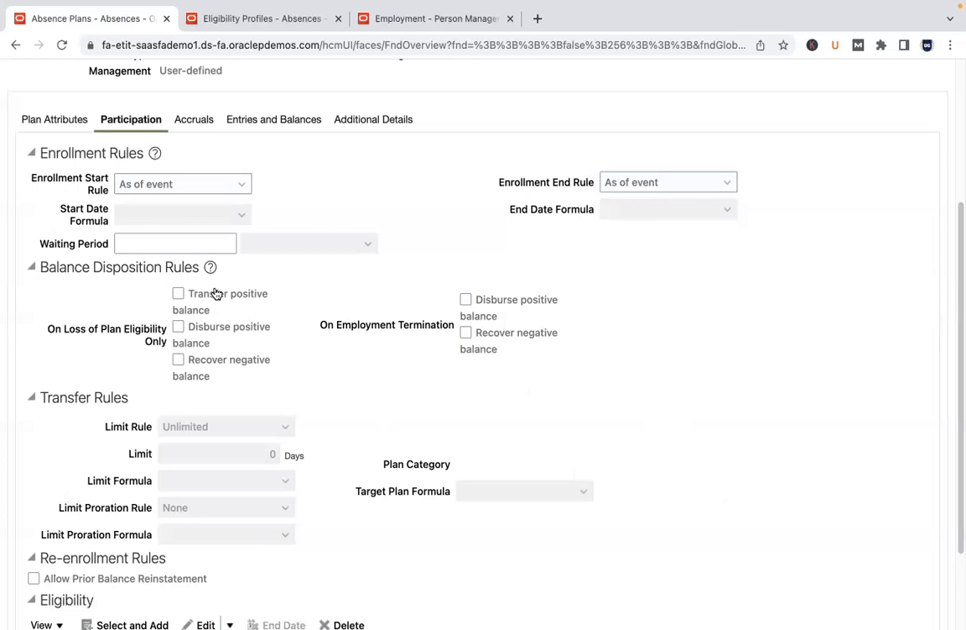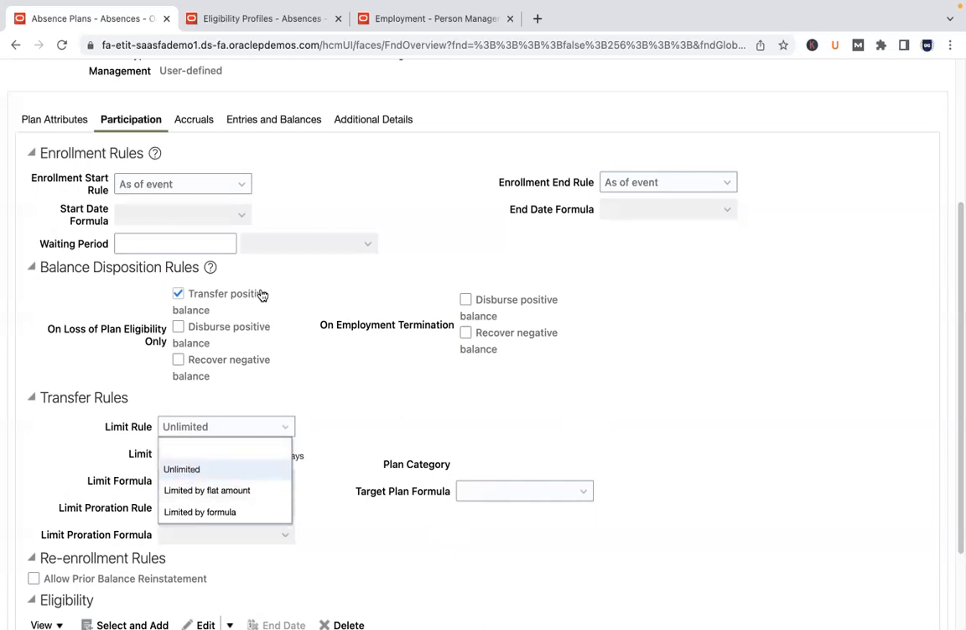And this is transfer positive balance, right? If you want to let employees transfer sick leaves to a different leave account, you enable this. And when you enable this, you can also mention to which plan you want to let them transfer the balance. So you can write a fast formula here and attach it, and with the help of that, you can mention to which absence plan the balance needs to be transferred. You can also put in limits there if you want.